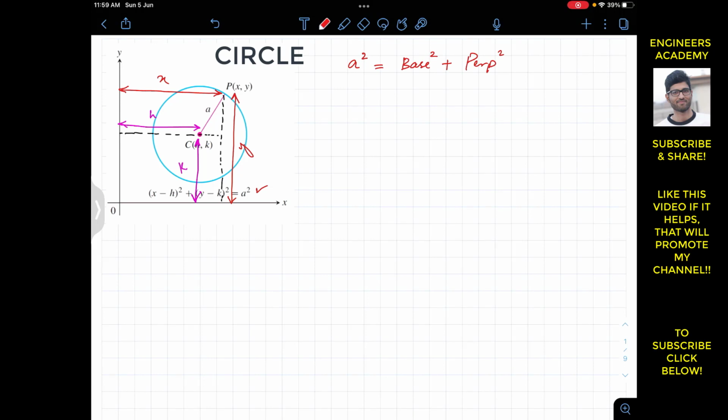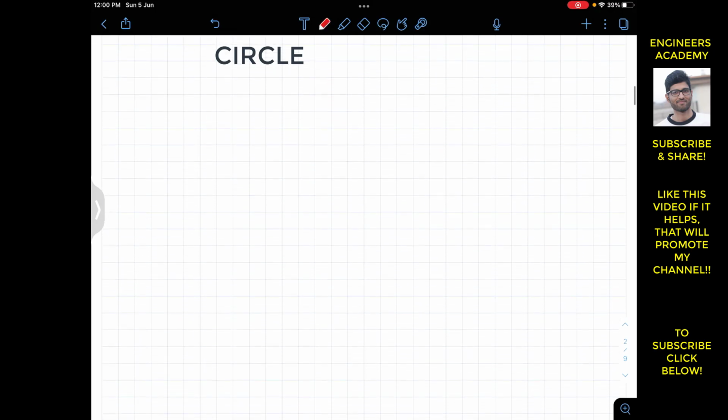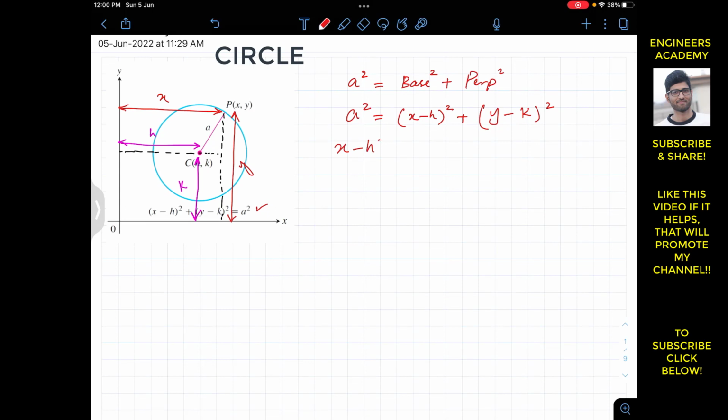Now the base is this change in length, so this length will be x − h. So I can write that the base squared is (x − h)², and similarly the perpendicular of this right angle triangle is this length, which is y − k. So the perpendicular squared is (y − k)², and this will be equal to the radius squared. So we can write that (x − h)² + (y − k)² = a².